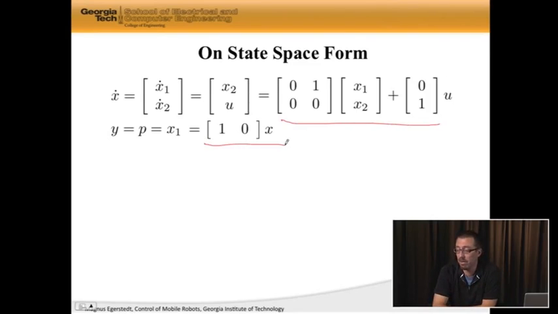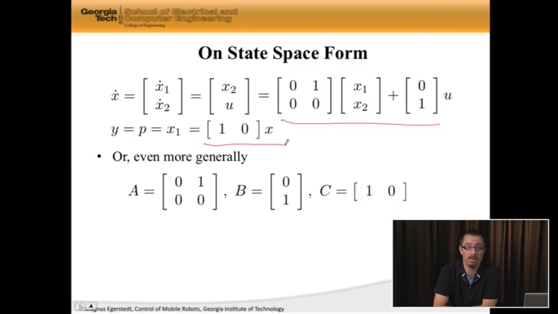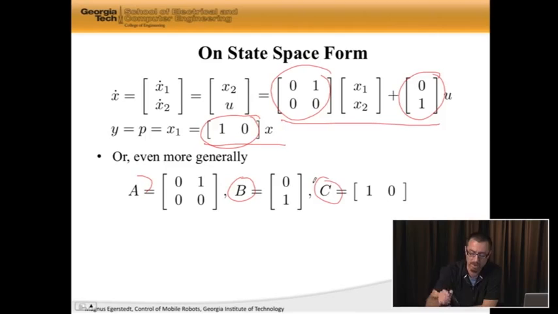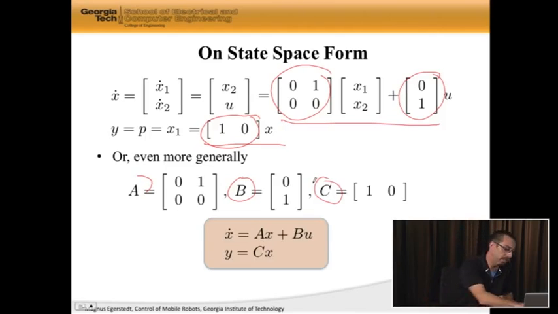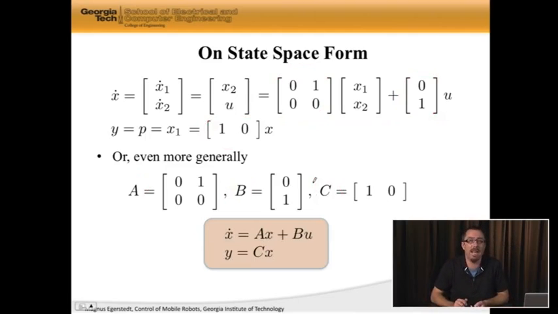Now, if I introduce some matrices, I'm going to call this thing my A matrix. I'm going to call this thing my B matrix, and this thing my C matrix. Then all of a sudden, I can write everything like this. X dot is AX plus BU, Y is CX. And now we've hidden all the particulars of the model inside these A, B, and C matrices. But this is a very general way of writing systems.